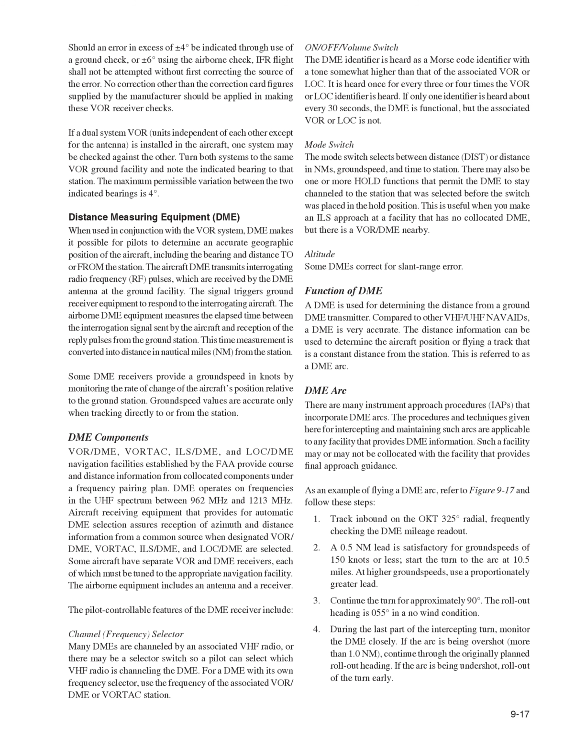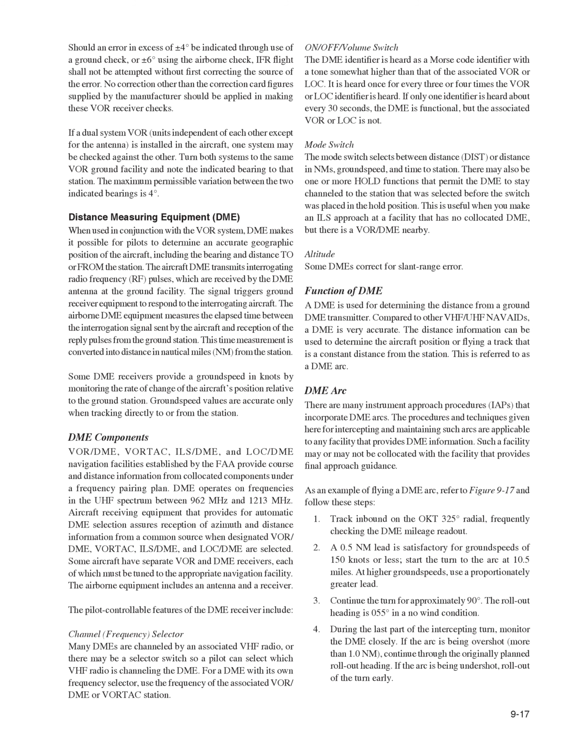On/off/volume switch. The DME identifier is heard as a Morse code identifier with a tone somewhat higher than that of the associated VOR or LOC. It is heard once for every 3 or 4 times the VOR or LOC identifier is heard. If only one identifier is heard about every 30 seconds, the DME is functional, but the associated VOR or LOC is not. Mode switch. The mode switch selects between distance, DIST, or distance in nm, ground speed, and time to station.